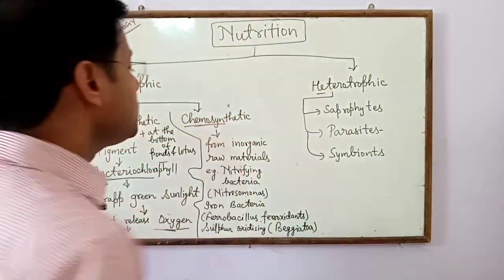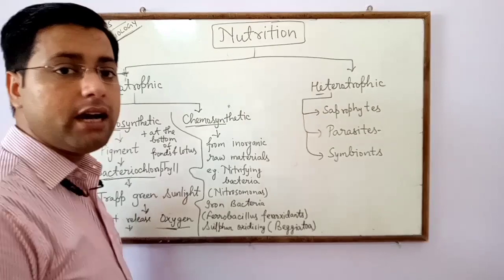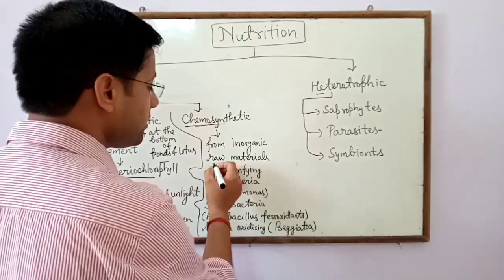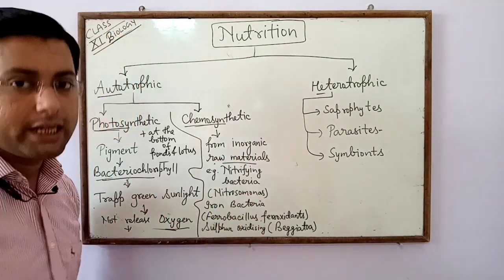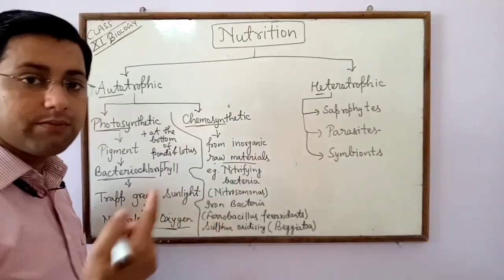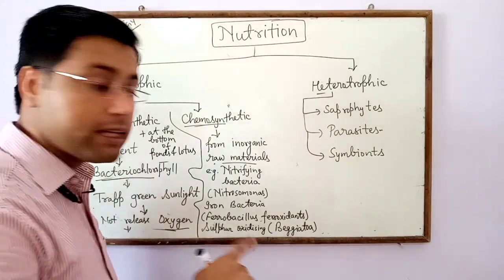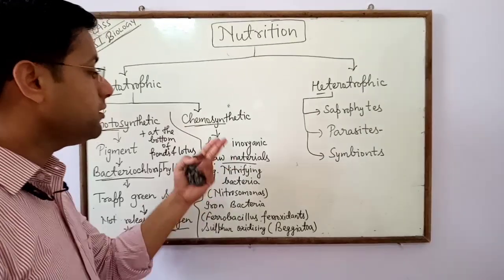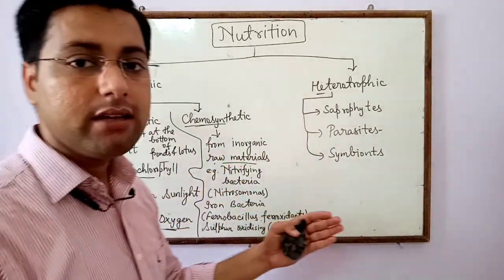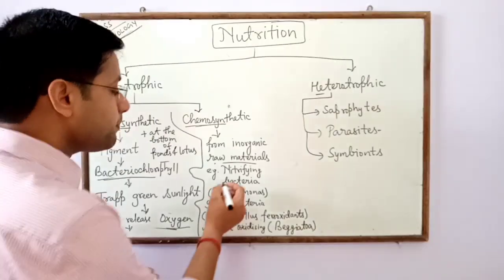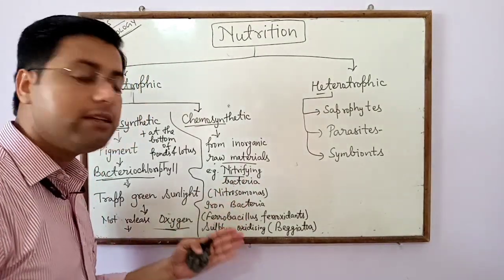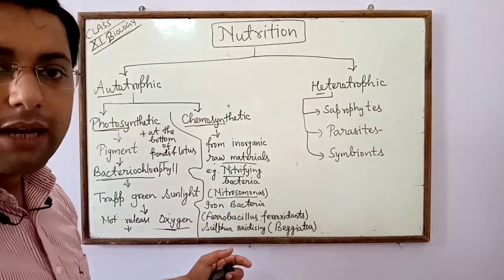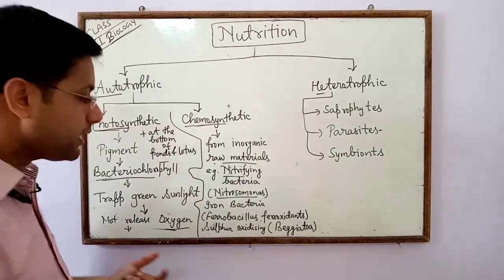Second thing, chemosynthetic. Chemosynthetic bacteria are those bacteria that can synthesize their food with the help of some inorganic raw materials. They can synthesize their food without light, but in the presence of some inorganic raw materials, especially, for example, nitrifying bacteria like Nitrosomonas. Nitrifying bacteria are a type of chemosynthetic bacteria.